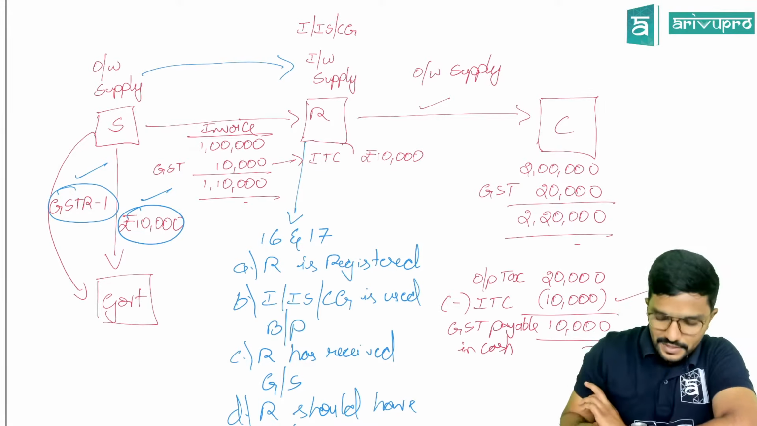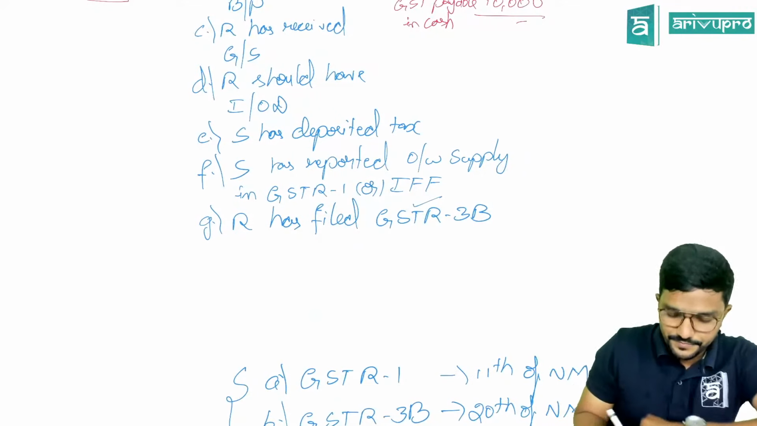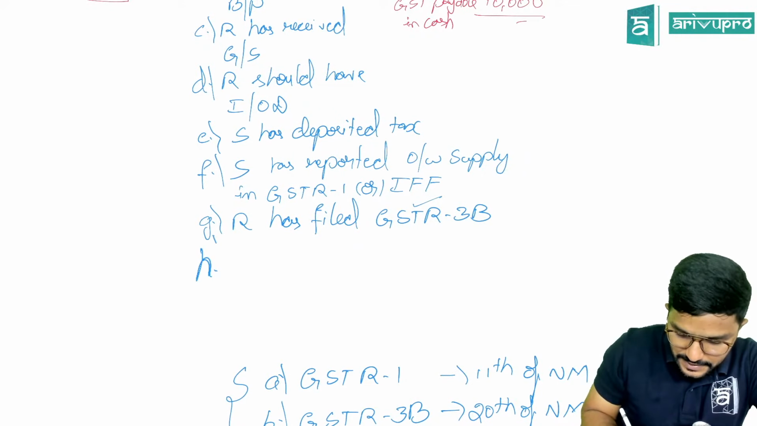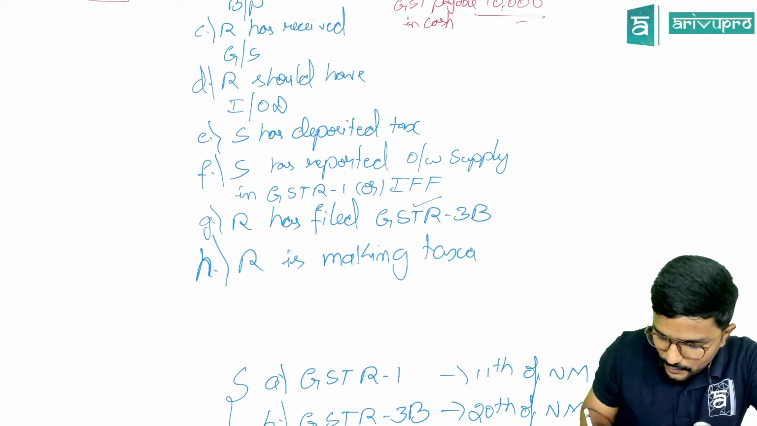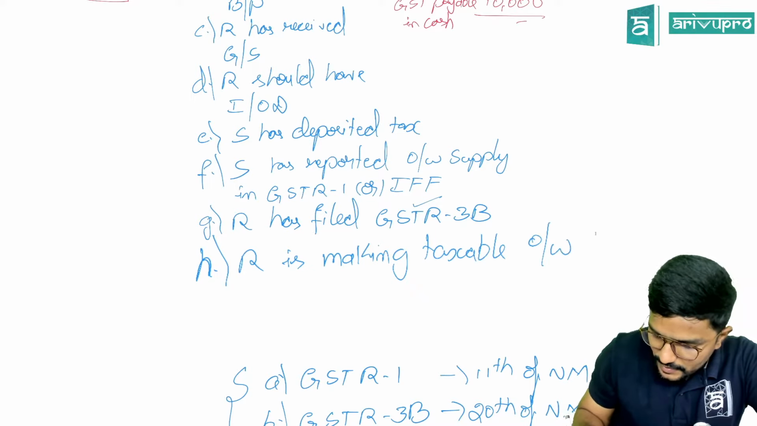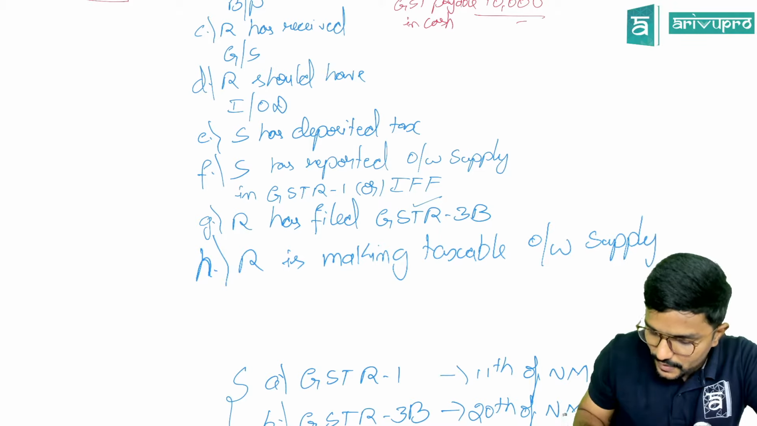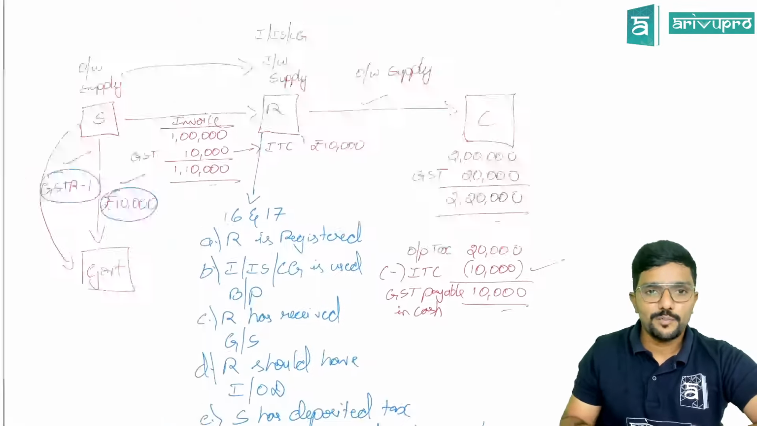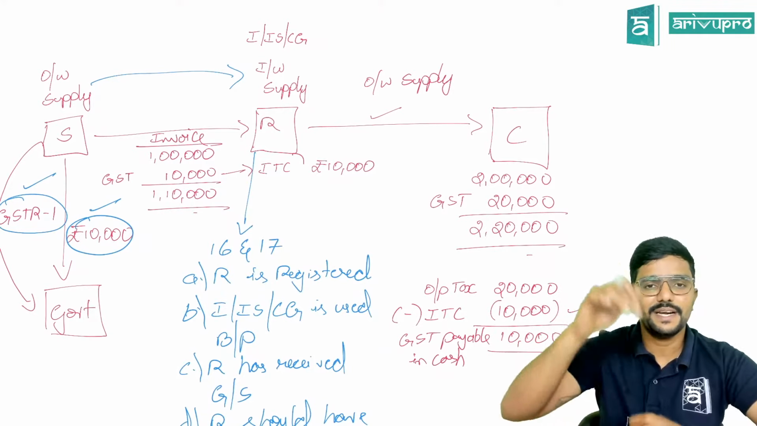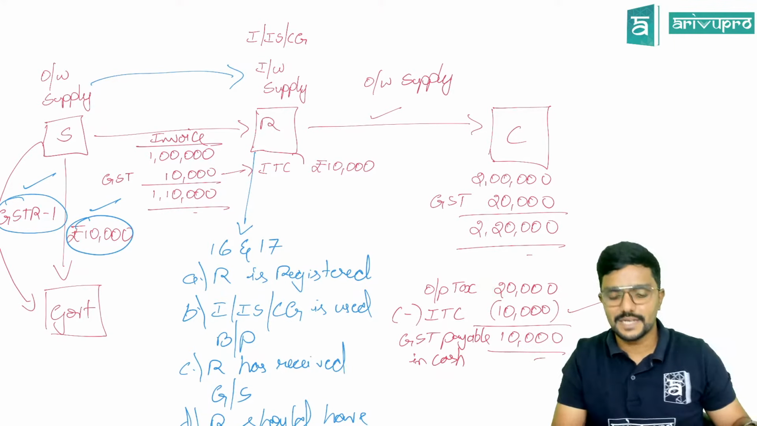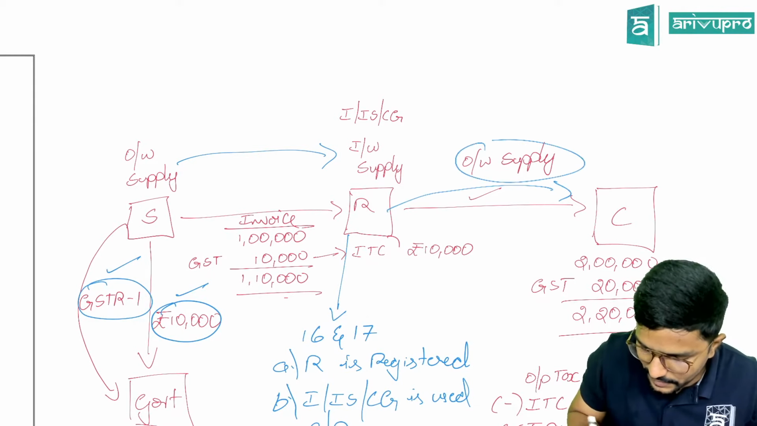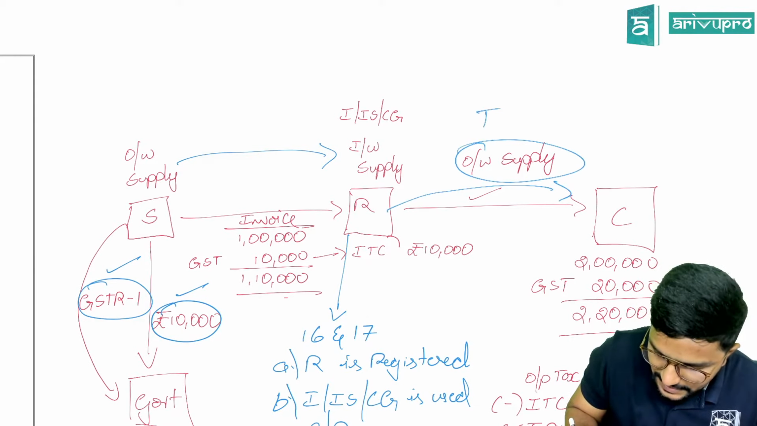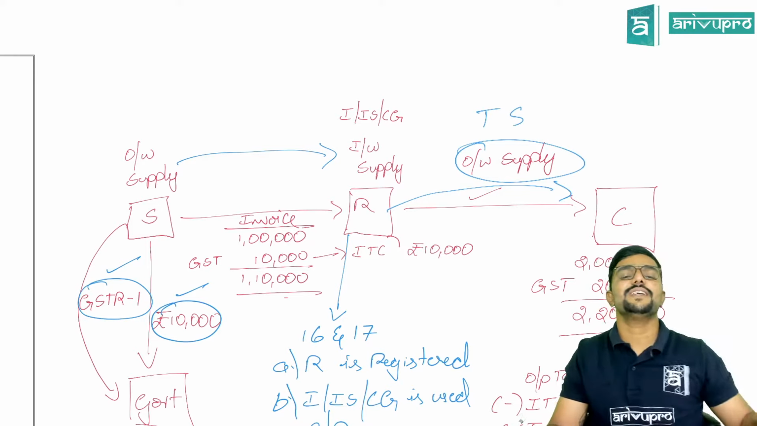And one more important thing, the recipient should be making taxable outward supply. Outward supply means whatever tax you have paid on your inward supply, you can claim the credit of that only if your outward supply is taxable. That is, the recipient is supplying the goods to the customer, so only if this is taxable supply, he can claim the input tax credit.